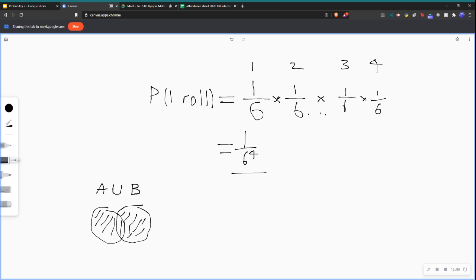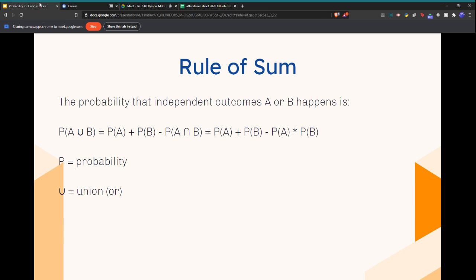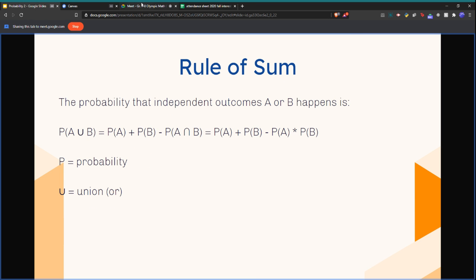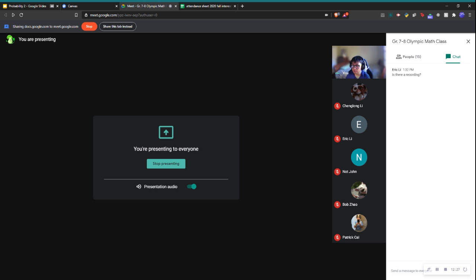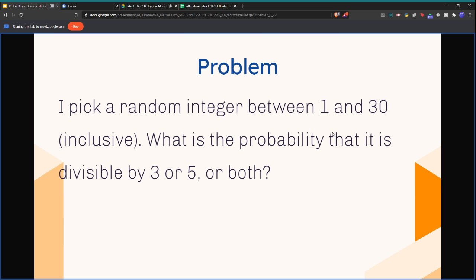And when you count the probability of A and the probability of B, you realize that you count this inner part, the part where they overlap, twice. So that means you have to subtract that area again, just one time. So you have to subtract A and B, just because you counted the overlap part twice when you calculated A or B. All right, is that clear to you guys? Okay, no questions? So I'll move on to the problem.